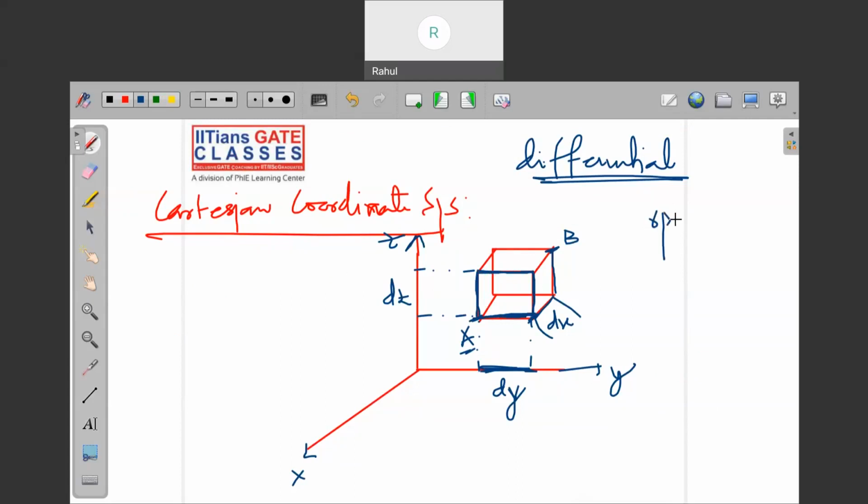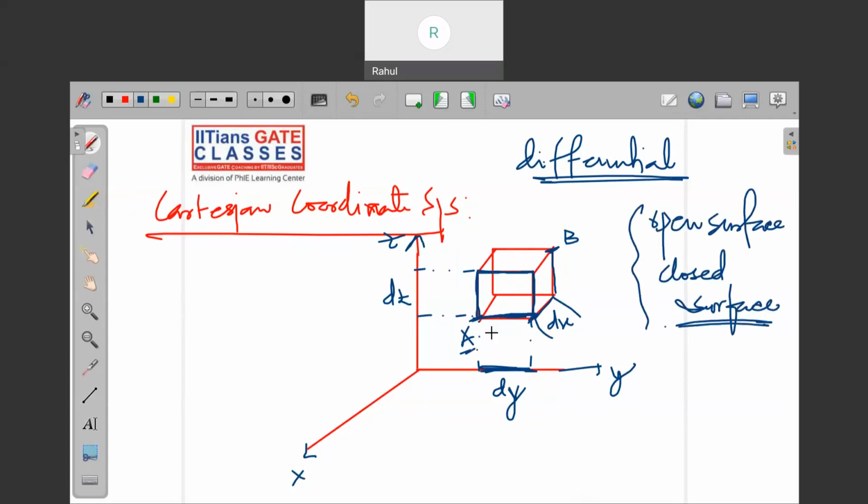So we have got two kinds of surface, one is the open surface and one is the closed surface, right? Open surface and the closed surface. So what is the length here? That is dy and dz, the product of dy and dz, and the direction is going to be in the x direction, right? Remember.